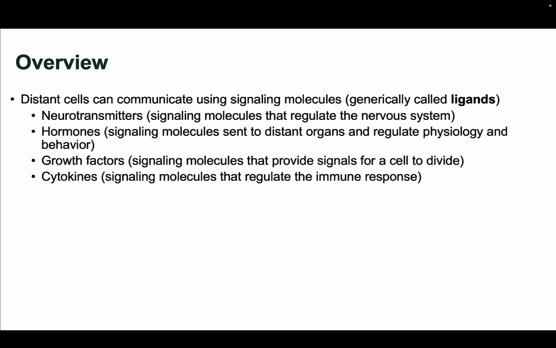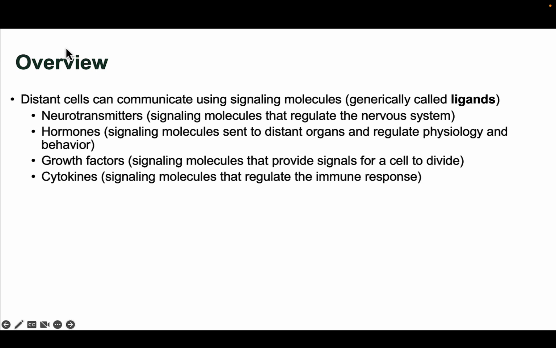So distant cells communicate, as I just said, by using signaling molecules. And sometimes signaling molecules are generically called ligands. So sometimes I might be referring to a signaling molecule and use the word ligand. Different groups of signaling molecules include neurotransmitters. These are signaling molecules that regulate the nervous system. And hormones. Okay, hormones are signaling molecules that are sent to distant organs and regulate physiology and behavior.